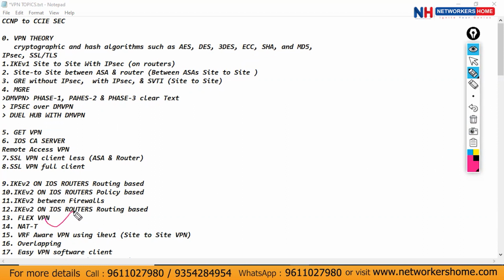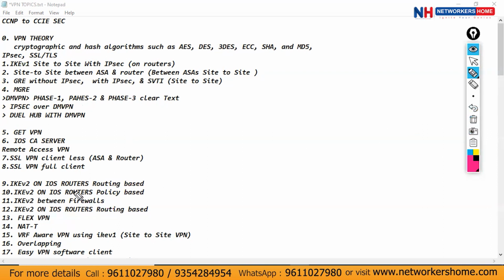Flex VPN has different flavors. Flex VPN is not a different type of VPN. You shouldn't understand that Flex VPN is a different type of VPN. Flex VPN also has site-to-site, also has a remote access VPN, and also has a multi-site VPN. Whatever we are learning here, the same thing you'll be doing here also, but not with IKEv1. You'll do it with IKEv2. Then why do we have separate IKEv2 VPNs if we are going with Flex VPN?